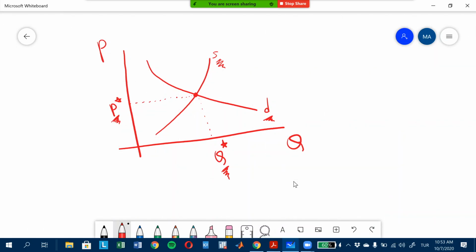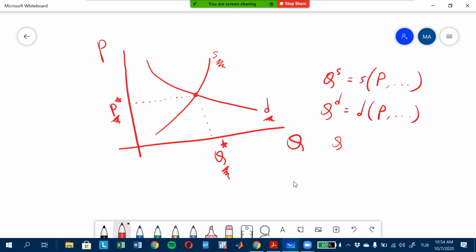So this is our all familiar market model, right? We have the supply function that tells me that quantity supplied is a function of price and some other things. Quantity demanded is a function of price and some other things.